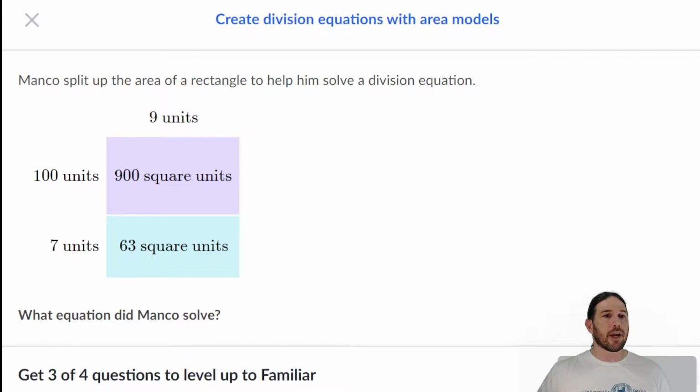Menko split up the area of a rectangle to help him solve a division equation. We're trying to figure out what division equation he got. Now, the important bit here, and this is a big connection between algebra, arithmetic and geometry, is that area and multiplication are the same. I really want to push that idea that anytime you're finding an area of anything, it is going to involve some multiplication somewhere because you've got two dimensions, a length and a width. And when you multiply those, that's when you get an area.